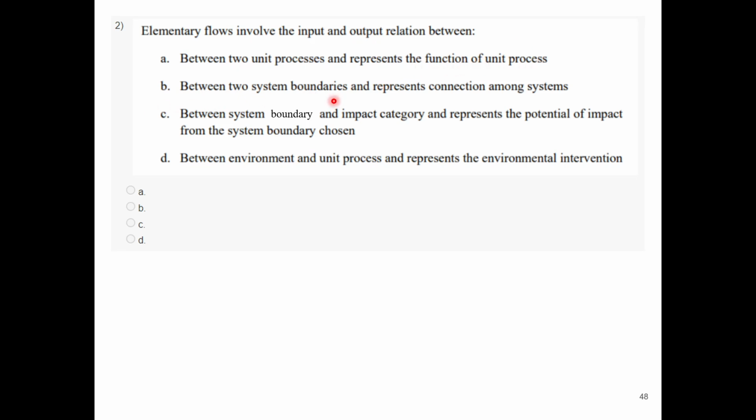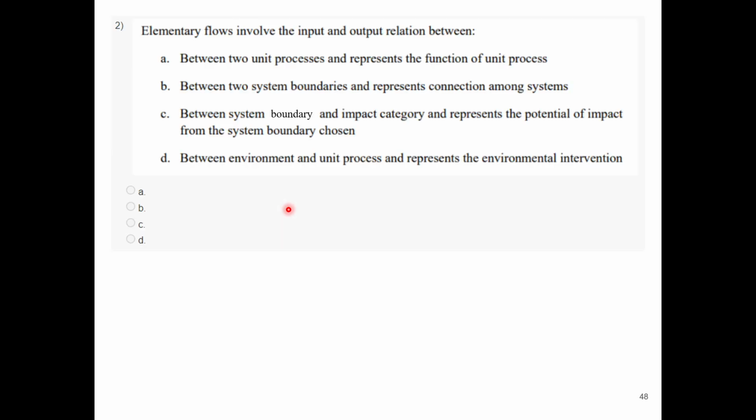B, between two system boundaries and represents connection among systems. C, between system boundary and impact category, and represents the potential of impact from the system boundary chosen. And D, between environment and unit process and represents the environmental intervention. So what is correct out of A, B, C, and D?